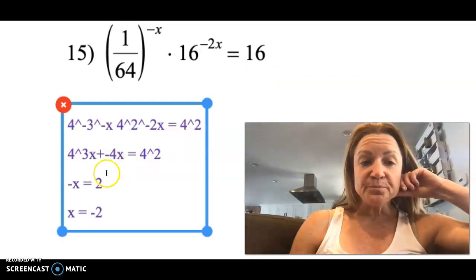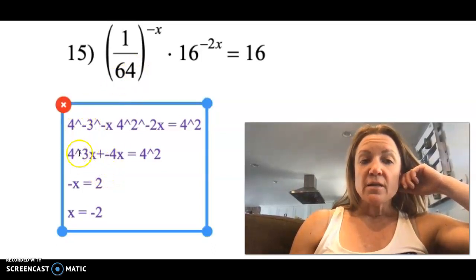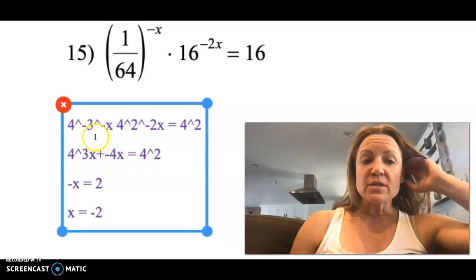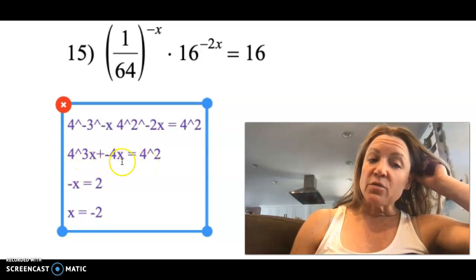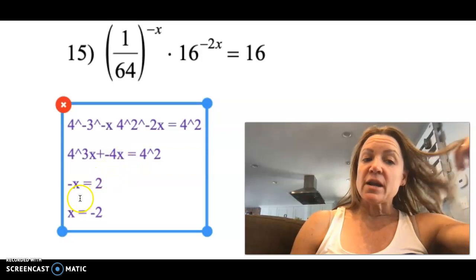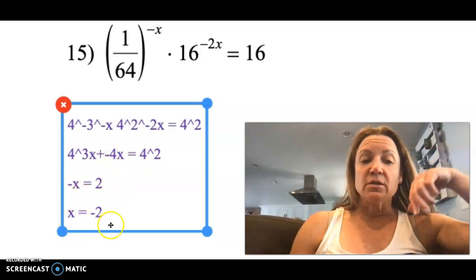And then I simplified this a little bit, because when you're multiplying the same base, you actually add the exponents. So negative 3 times negative x multiplies to get 3x, but then you want to add it to this exponent, 2 times negative 2x, which is negative 4x. And now you have the same base of 4 on the left and the same base of 4 on the right. Go ahead and combine the 3x and the negative 4x to get negative 1x. Set that equal to 2. And so positive x is equal to negative 2.